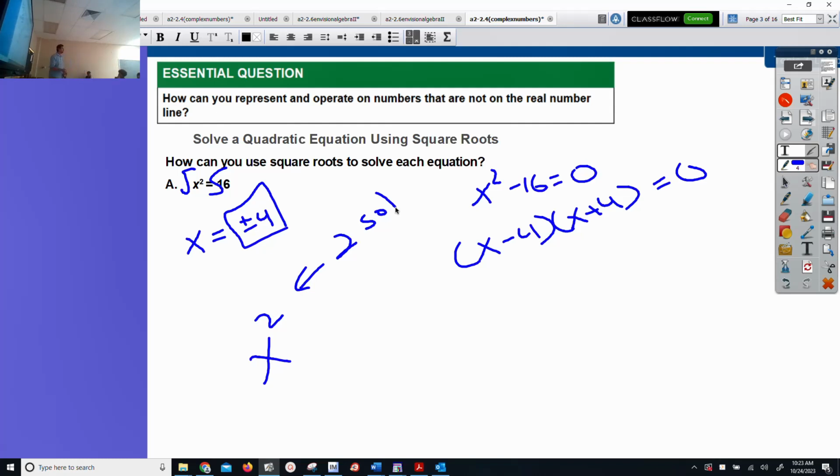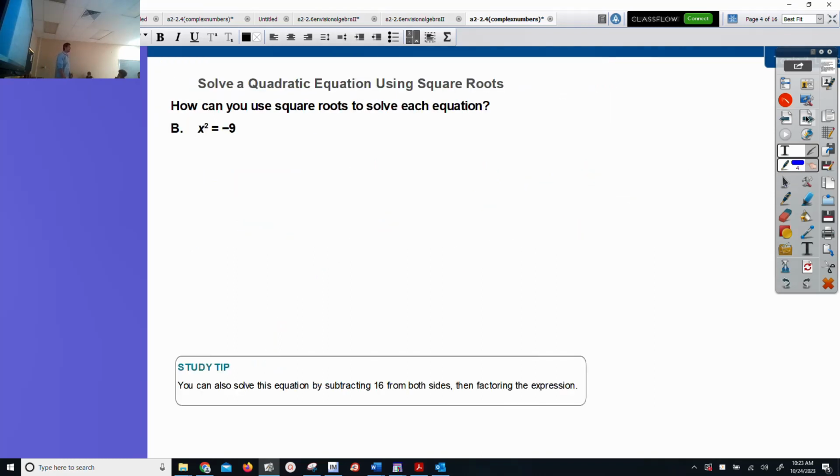Now, was that solution real? Is 4 real? Is negative 4 real? Yes. So it was just a warm up to remind you of something you could have done in the past. The next one, a little bit different. Can you still use the square root method? You can. You have something squared on the left. You can square root both sides. What's the square root of x squared? X. Now, square root of negative 9 is worth talking about.